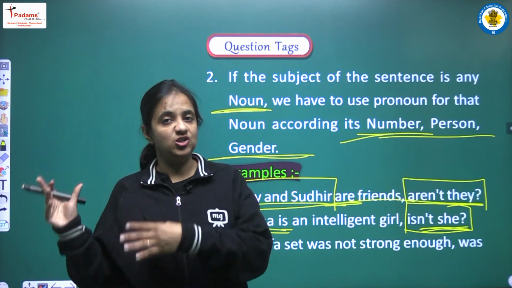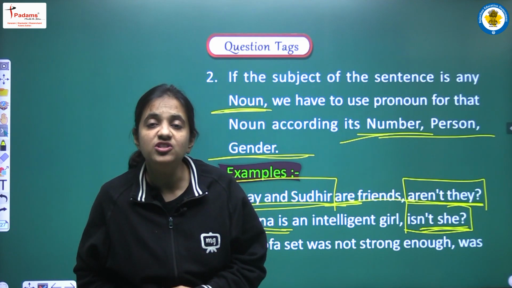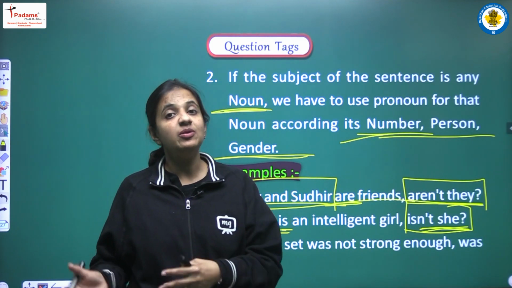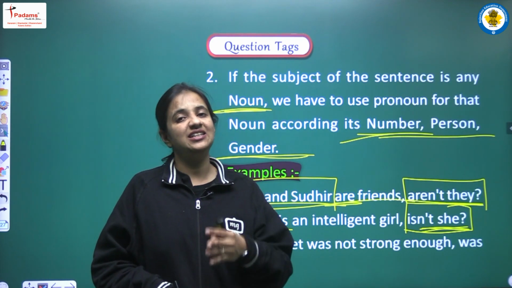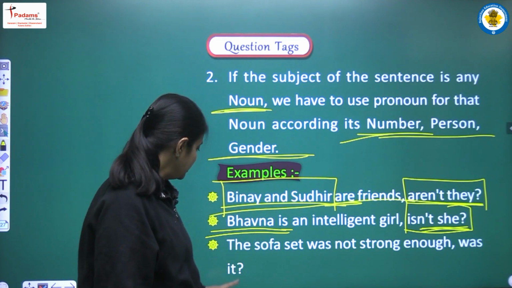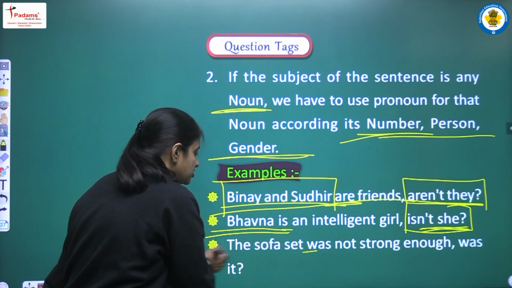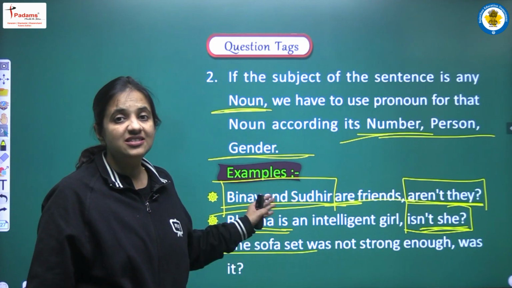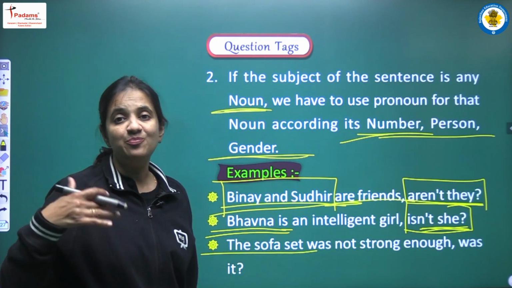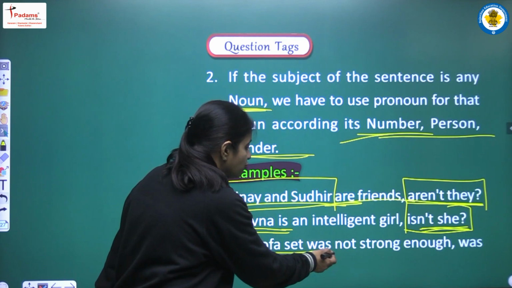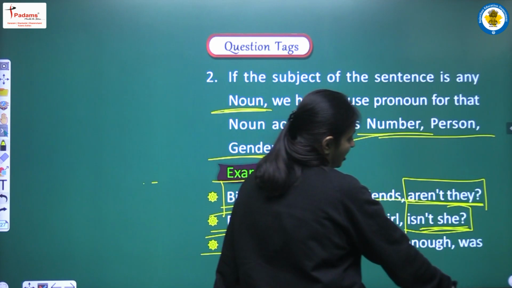Okay, so the rules are very, very simple. Whenever you have a masculine noun, change that into he. If you have any feminine noun, change that into she. If you have plurals, change that into they. And if you have a non-living object, then change it into it. One more example, the sofa set was not strong enough. In this sentence, what is the subject? The subject is the sofa set. We have a negative sentence, so the tag will be a positive one. And we have was, so we will use the same auxiliary, that is was. So in the question tag, we write was.